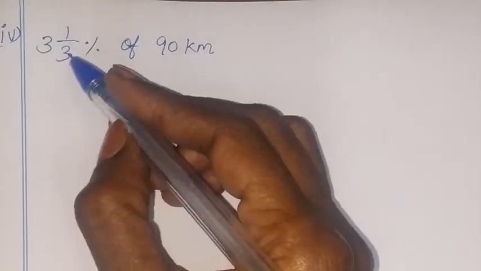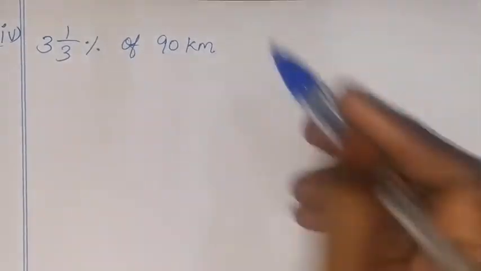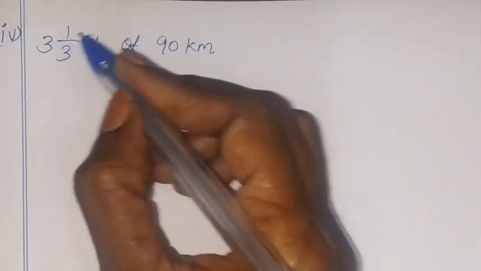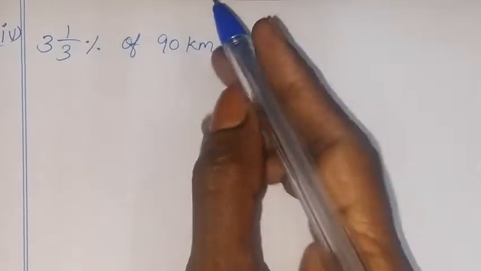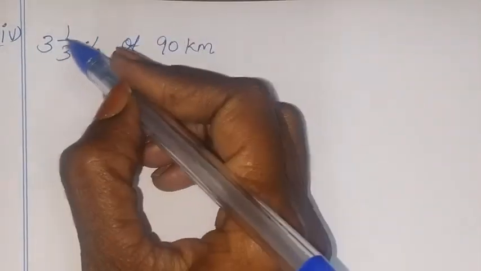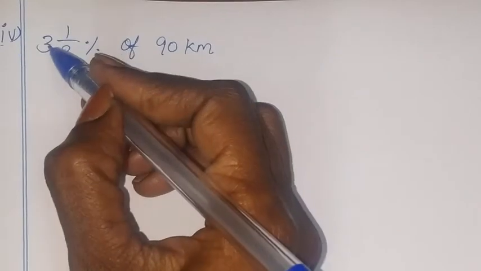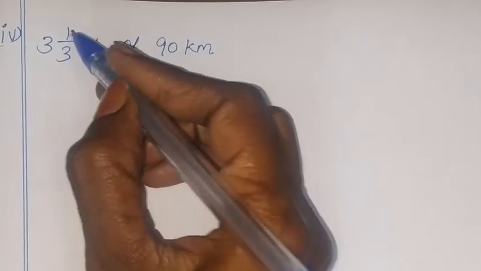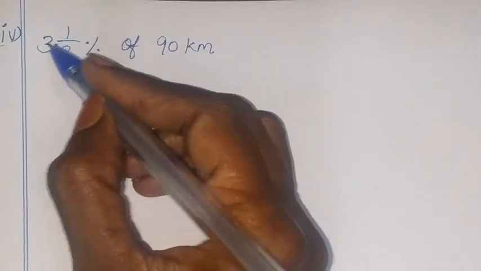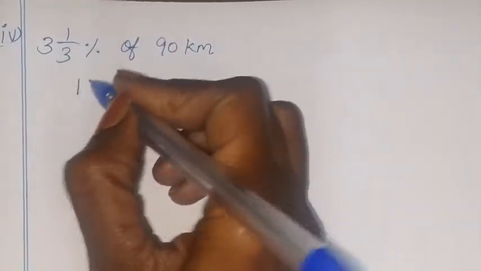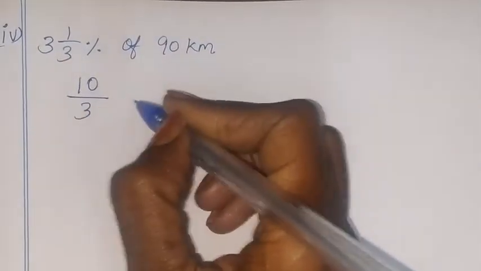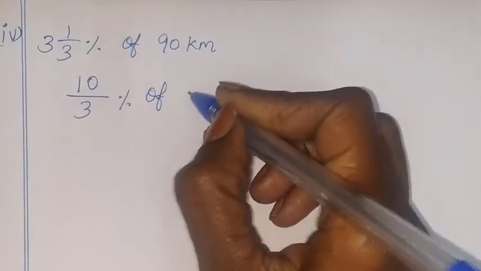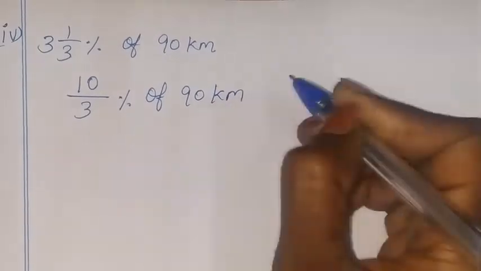Look at the next sum. 3 1/3% of 90 km. So here the percentage is given in the mixed number. So first we have to convert this mixed number into improper fraction. How to convert the mixed number into improper fraction is: multiply the whole number with the denominator, add the numerator, and write it in the numerator. 3 3s are 9, 9 plus 1 is 10 by 3, the same percentage, so 10 by 3% of 90 kilometer we are going to find out.